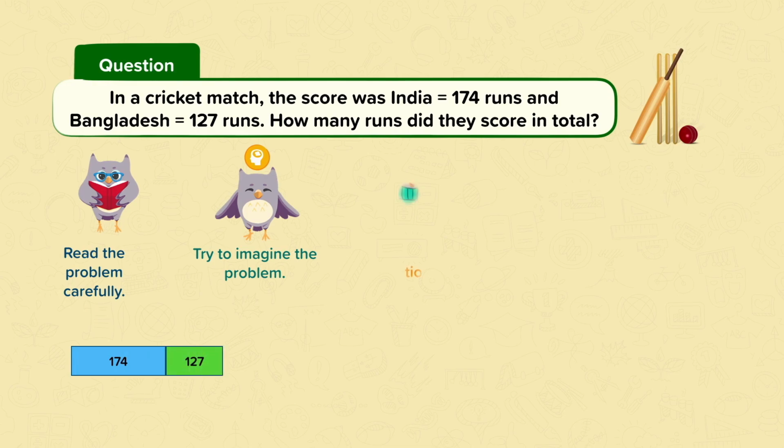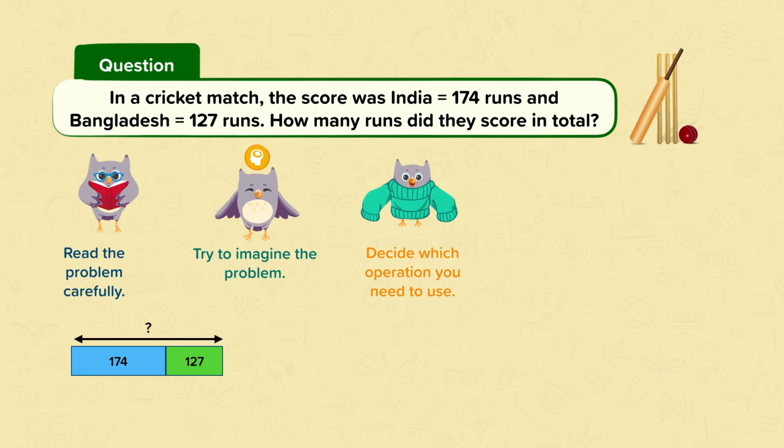Then we decide what operation we need to use. So we're looking for this. The question asks how many runs in total. Here, that means to add the runs together, so we know to do an addition.